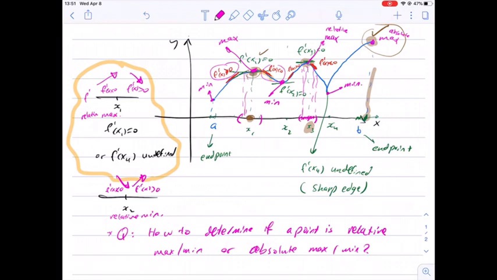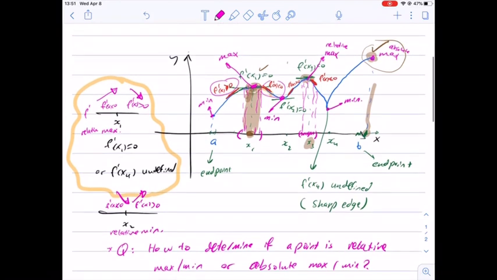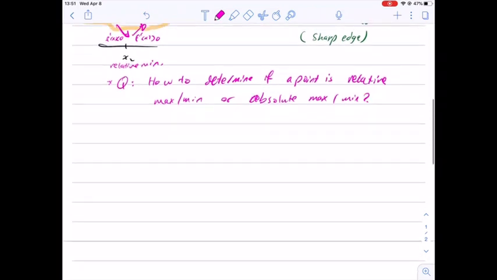Similarly, at x1, this is the largest value over some interval here, over this interval, but it's not the highest value over the whole domain. The same thing is true for the minimum values. For example, f of x2 is a minimum, but it's a relative minimum because we have a smaller value, which is a and f of a. This is smaller, so this is the absolute minimum.